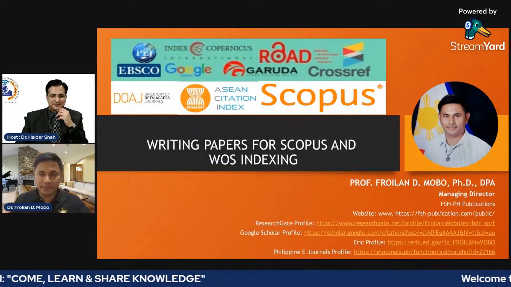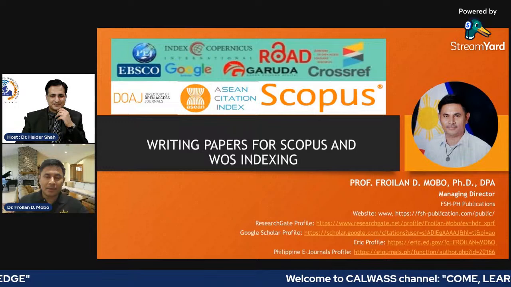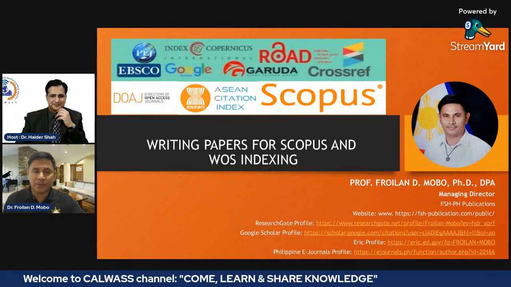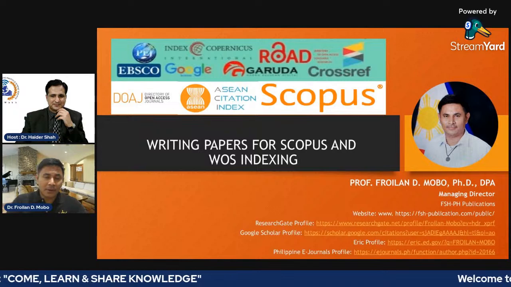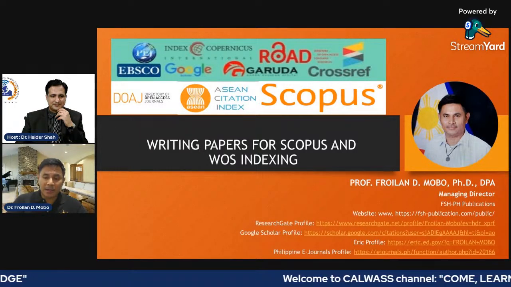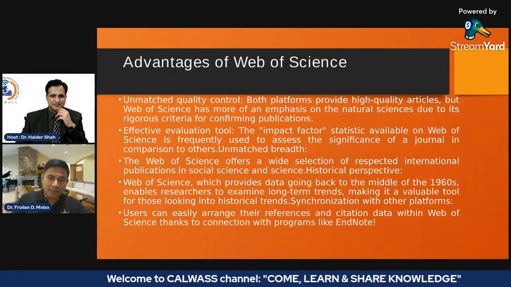Okay, so my task for today is to discuss writing papers for Scopus and Web of Science indexing, or WOS. This is an important topic nowadays because it pertains to how scholarly you are in terms of writing and publishing research articles. So let me start with this part.